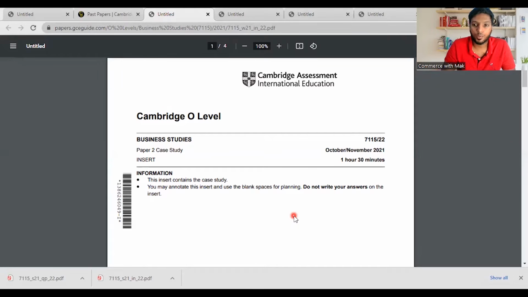This is the October-November 2021 paper. Before we move on to this video, you just need to remember one thing. We are not going to solve 7115 paper 2. We are going to solve together another paper. So many students have a confusion between Cambridge O-Level and Cambridge IGCSE.